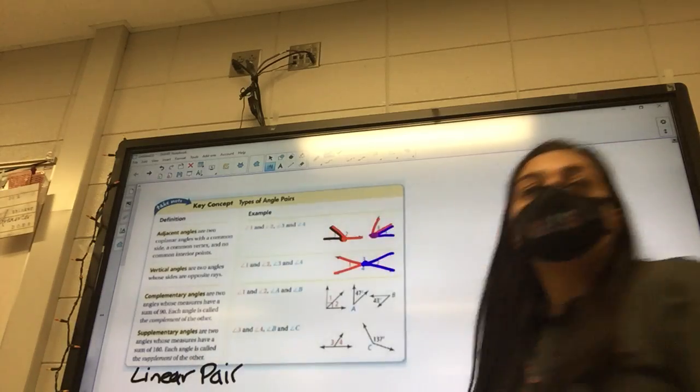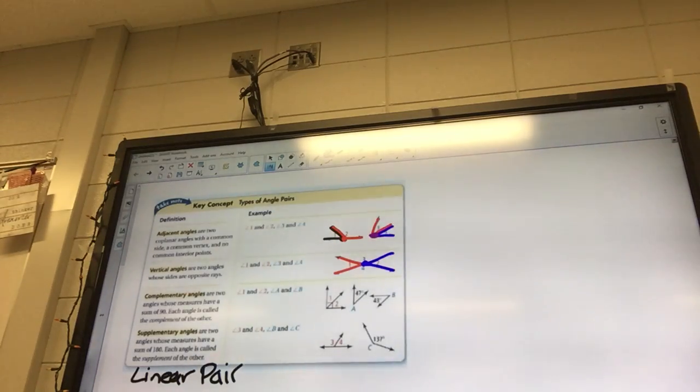So 180 is a linear pair then? Yeah, so you probably need to write yourself a note, because I only wrote supplementary, but on your worksheet it's going to say linear pair everywhere. So by supplementary, write linear pair. Because when we do geometry, some books are going to say supplementary, sometimes it's going to say linear pair.